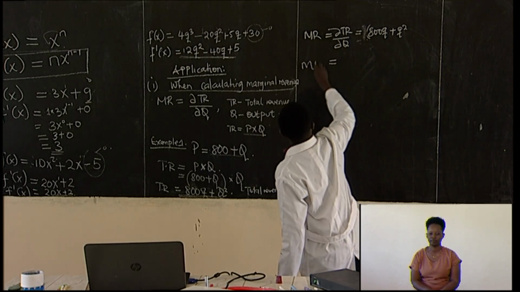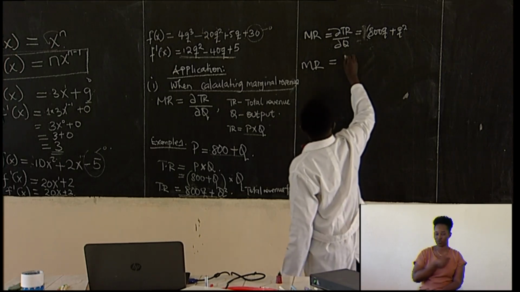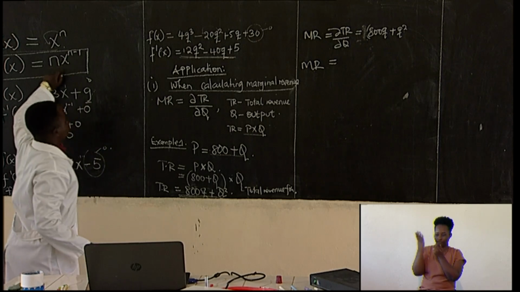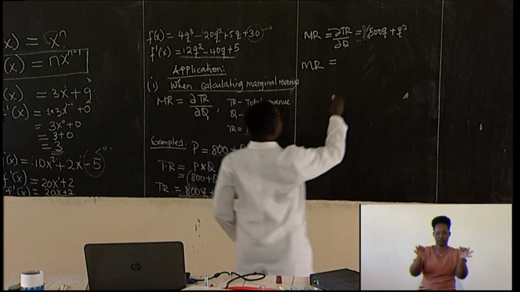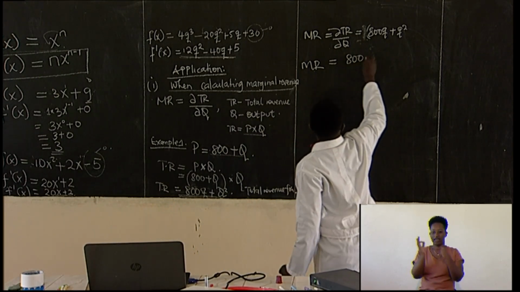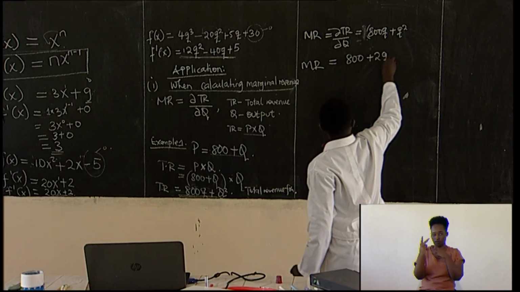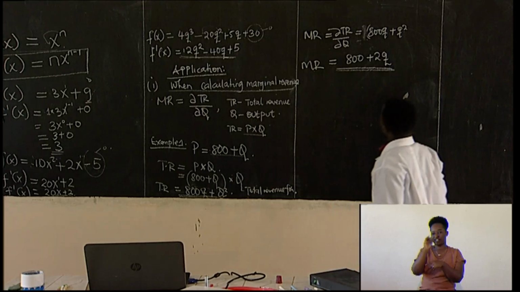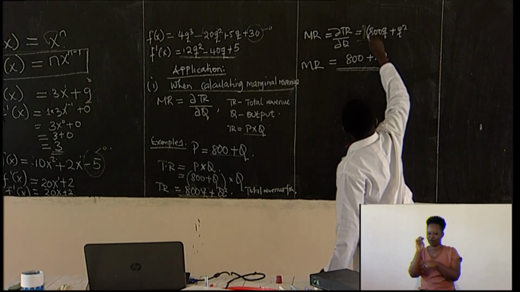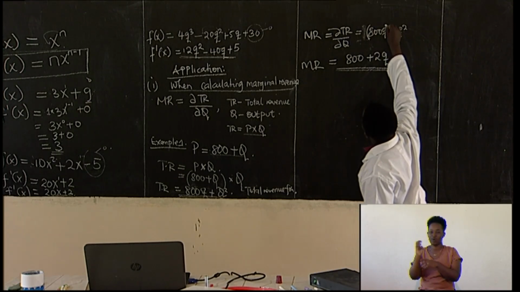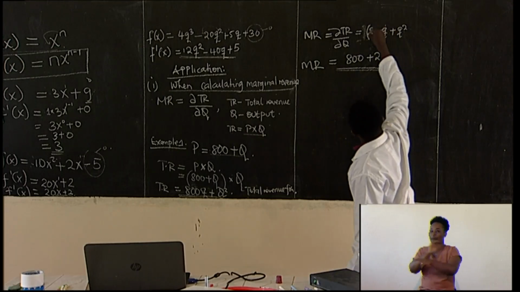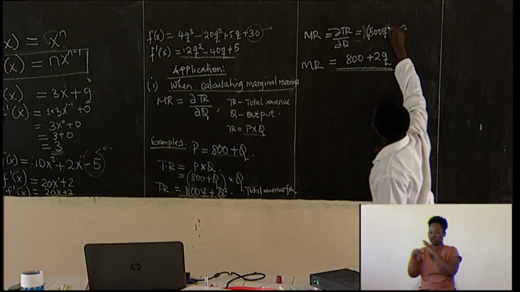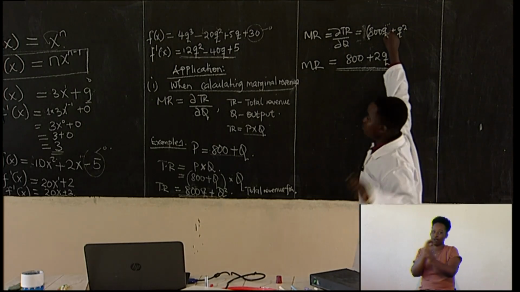If you differentiate this, basing on our general formula, we shall have 800 plus 2Q as our marginal revenue function. Where does this come from? Remember here, the Q is power 1. When you bring 1 here, 1 times 800 is 800, and when you subtract 1, you remain with power 0. Any number to power 0 is 1.